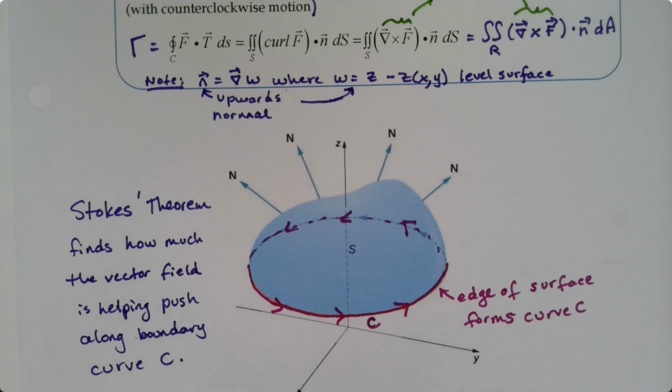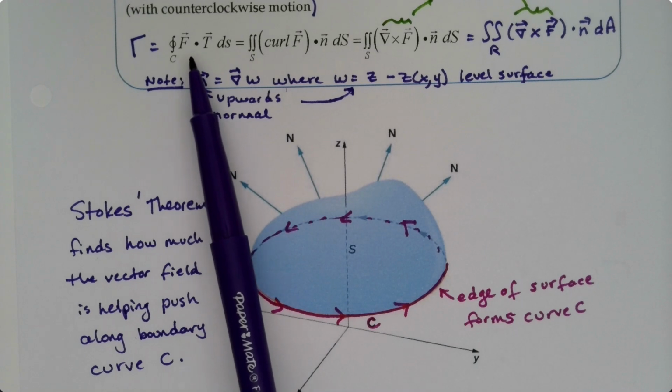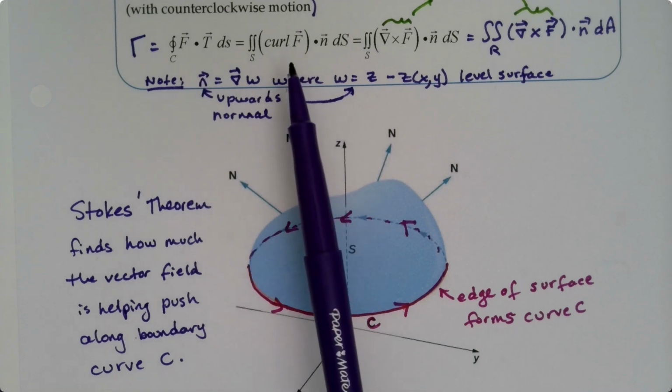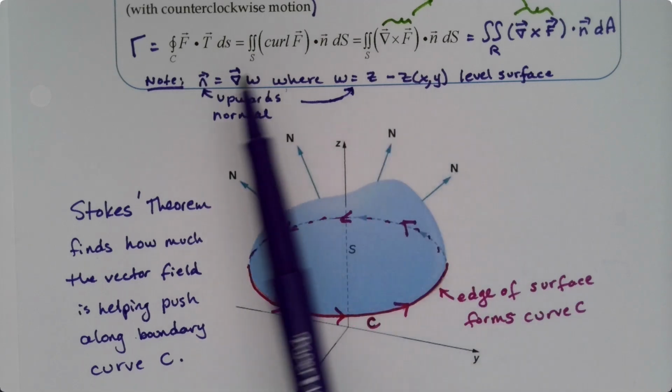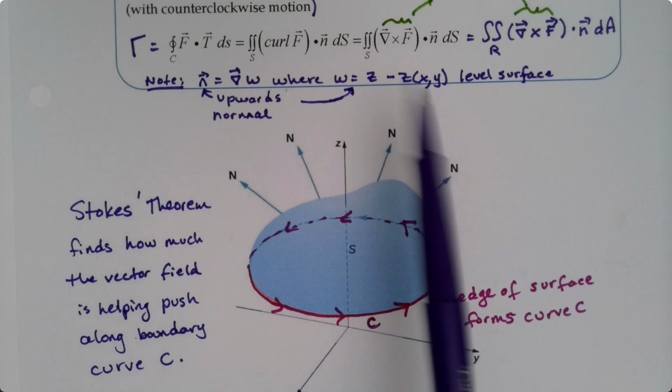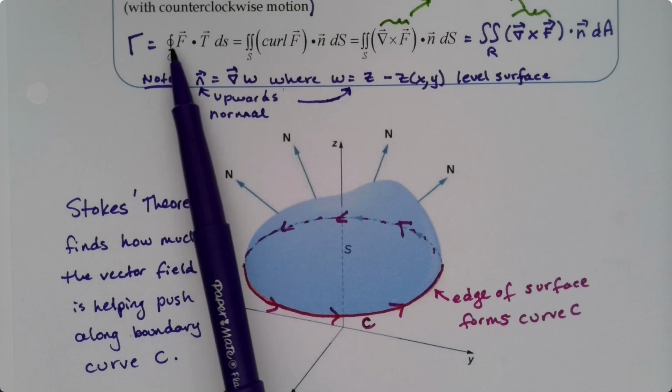Another advantage of Stokes' theorem, for the record, is that it can transform from a line integral to a surface integral or vice versa. So sometimes one of these is easier than the other, and sometimes you want to transform from this version over to that version, or from this version back to this version, or whatever.